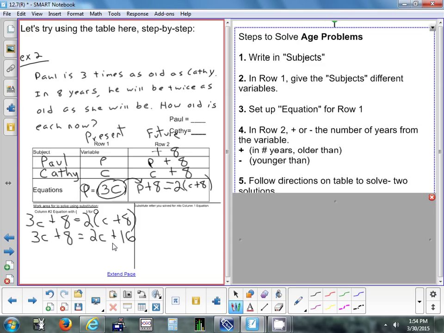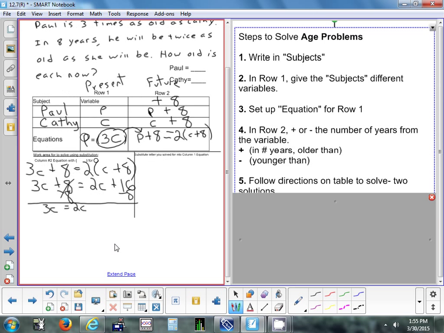Will, what would I do now? Subtract 16? Okay, you're not wrong. What I would do instead of subtracting 16 is subtract the 8. I like to move the smaller number. You're not wrong, Will, but you're going to be dealing with negatives. 8 is smaller than 16, so I'm going to subtract 8. That's going to cancel out. I bring down my 3C equals 2C. On this side, what's left for a number? Positive what? Positive 8. 16 minus 8 is 8.